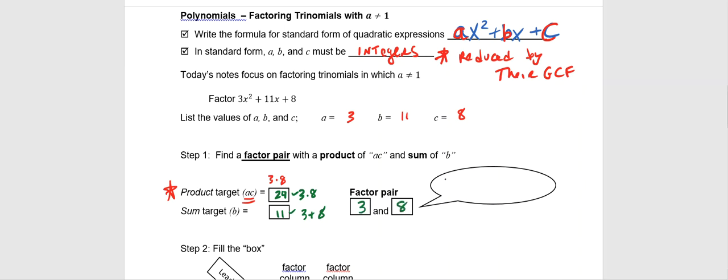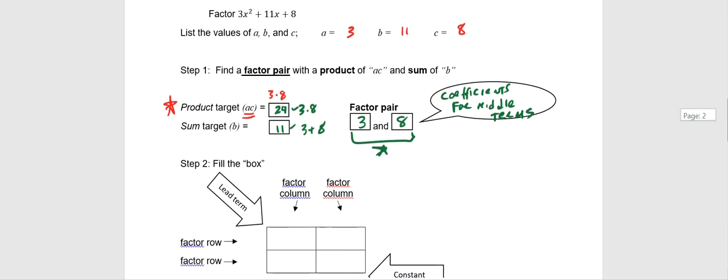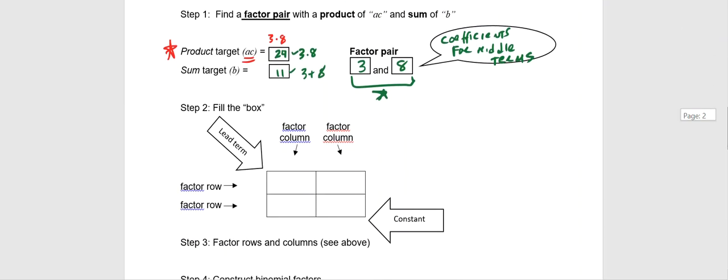And these are going to become your coefficients for middle terms. And I'll explain what I mean in a moment. Okay, but these are the two numbers that we need to work with right here as we move on to filling in our box.